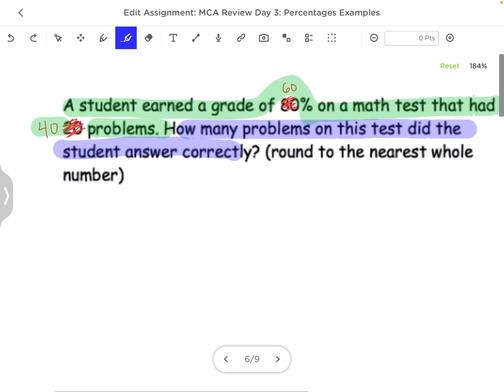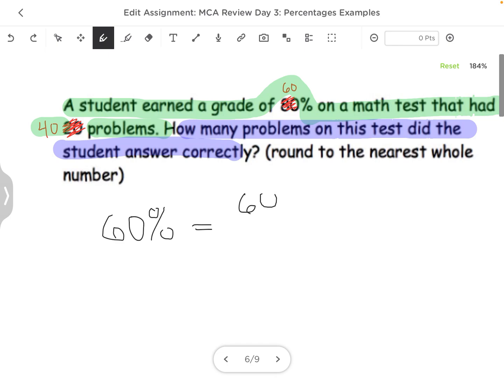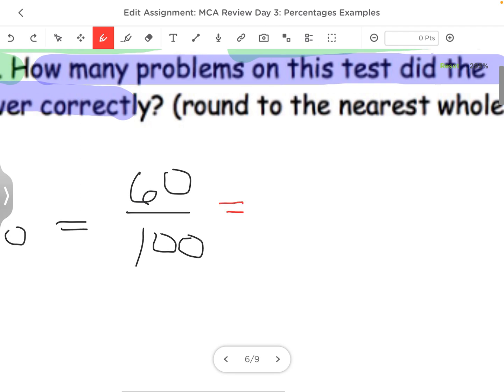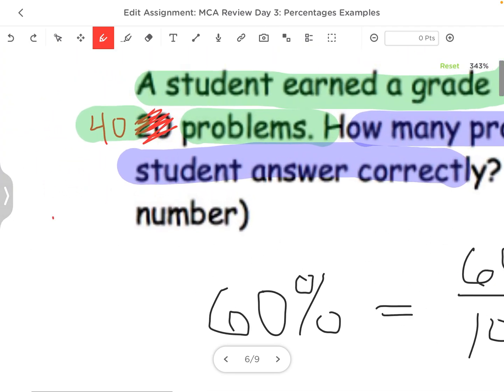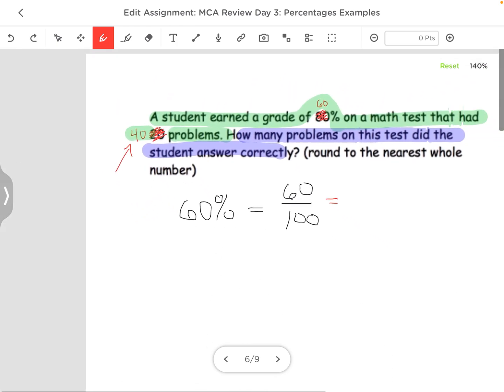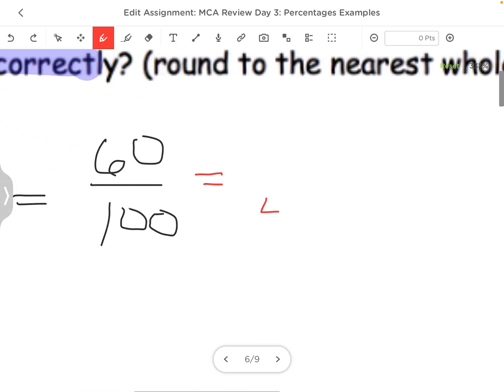My favorite way is to write 60% as a fraction. And then I'm going to write an equivalent fraction, right? 100%. 100% of the test is the whole test, and the whole test had 40 problems. So we could write 40 here. And then I would have to figure out how to get from 100 to 40.